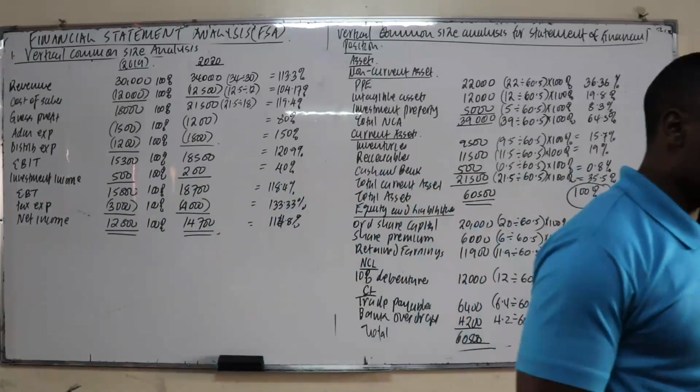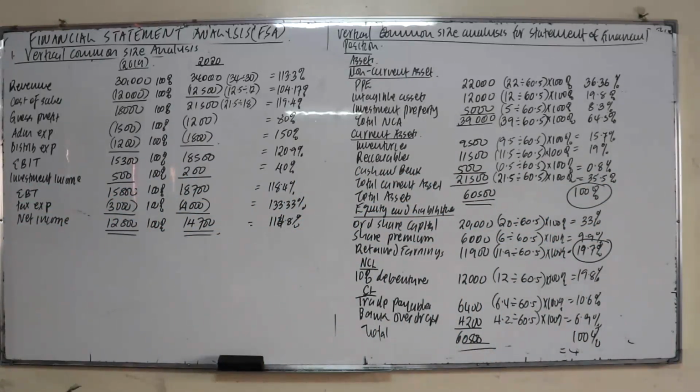Good. Now that's what we call the common size analysis, both the vertical and horizontal analysis. So you can look at that for 1 minute, then we come to do the other one, comparative financial statement.